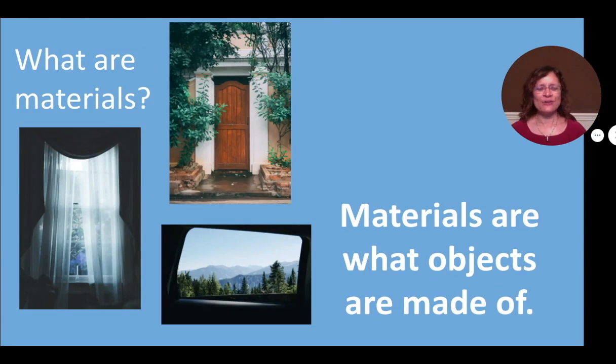Another word you need to understand is materials. What are materials? Materials are what objects are made of. What are some different materials that you know? Drapes in a window are materials, and they are made of cloth. Car windows are material. They are made of glass. And a wooden door is material. It is made of wood.